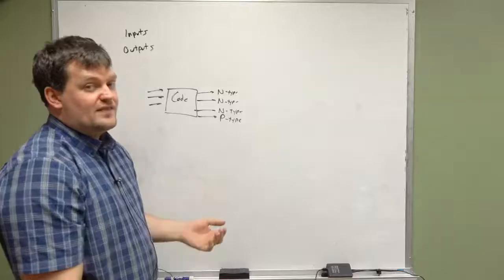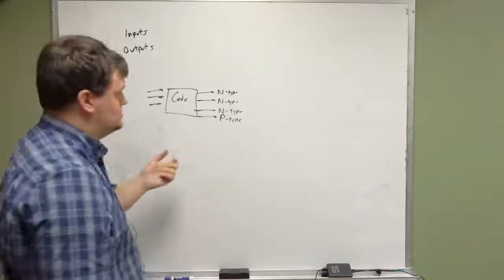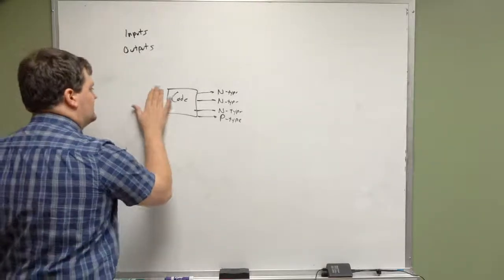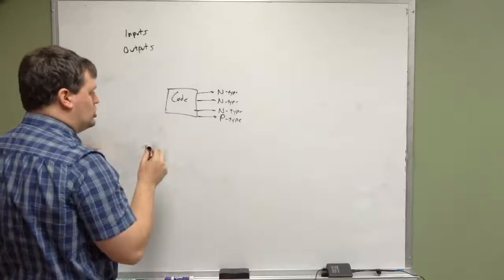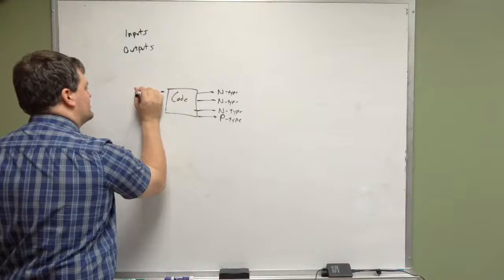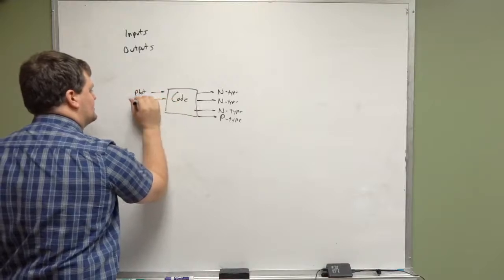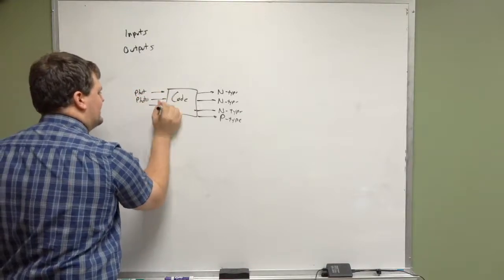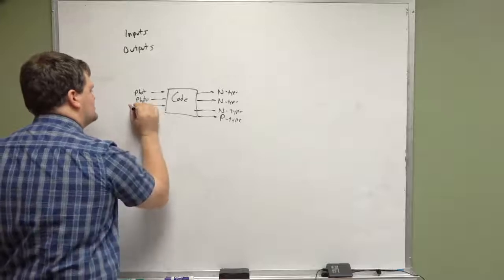Now you also have 4 inputs to your code. Those 4 inputs to your code are your photoresistors and your 2 switches.